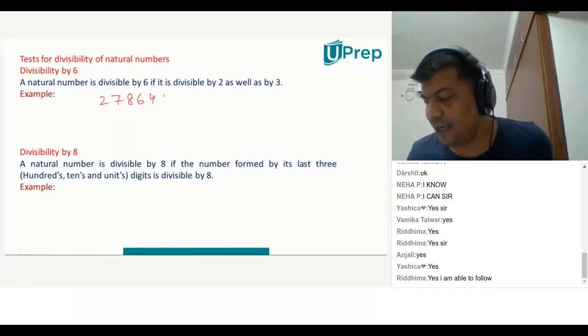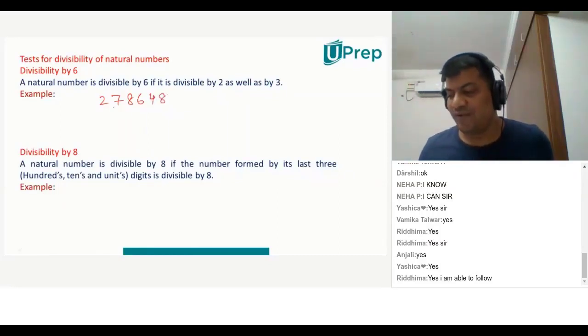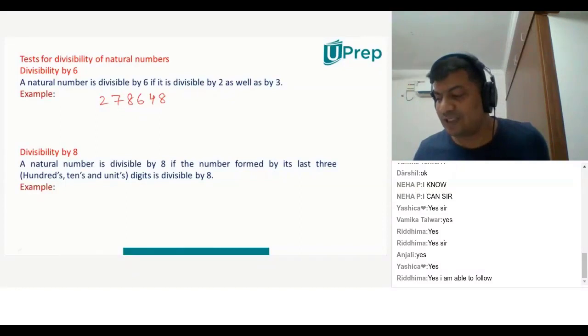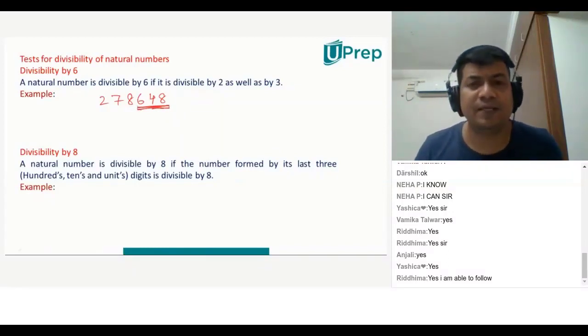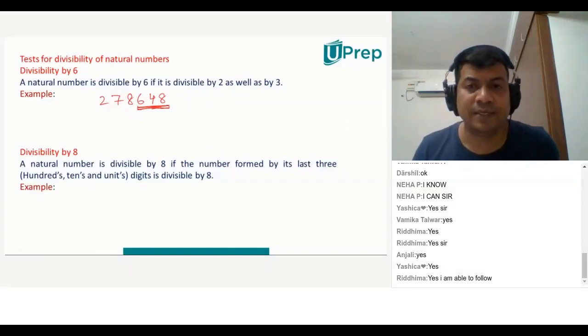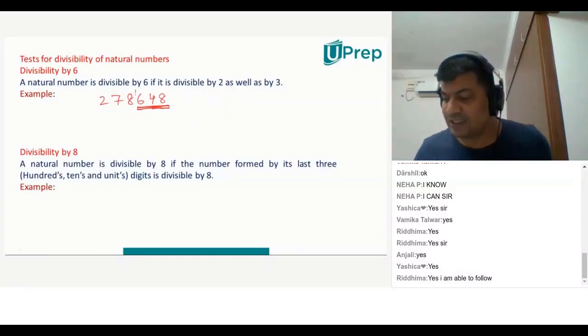Okay, let's look at this. So we have a number like 278648. If you remember the divisibility rule for 4, we used to check the last 2 digits, but in the divisibility rule of 8, we check the last 3 digits. If the last 3 digits are divisible by 8, then the entire number is divisible by 8. So we check the last 3 digits.